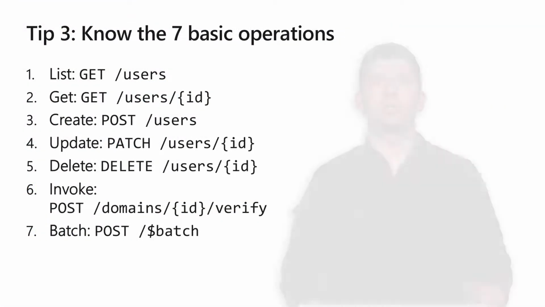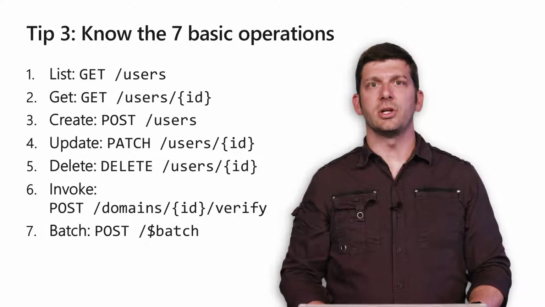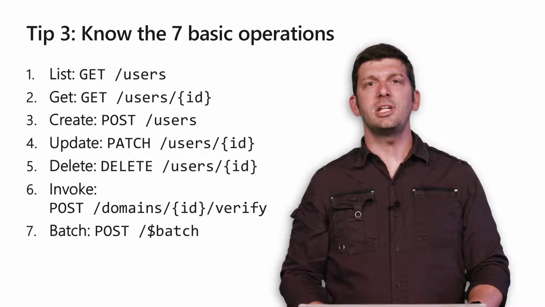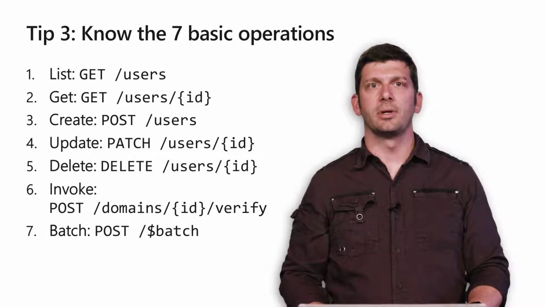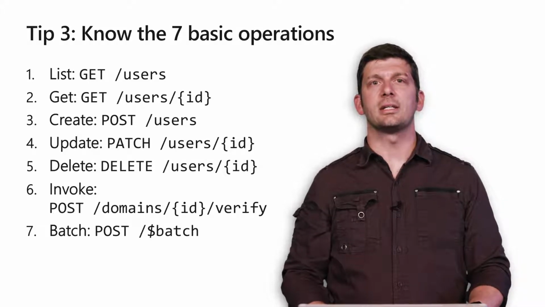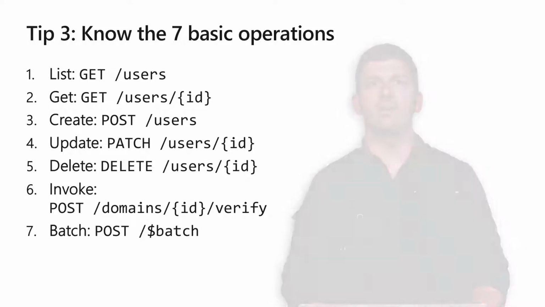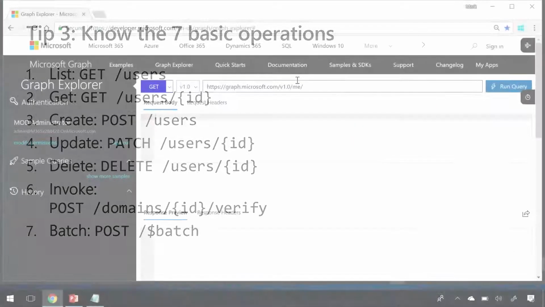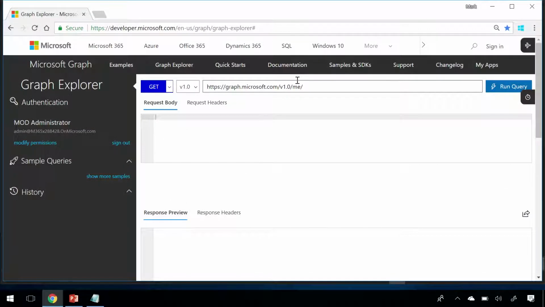My third tip is to learn about the 7 basic operations you can do with graph data and the HTTP methods required to use them. The 7 basic operations are list, get, create, update, delete, invoke, and batch. You can list a collection by using get on a collection URL, or you can get a single item by using get on a collection URL suffixed with an ID.